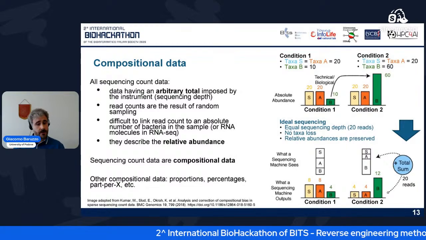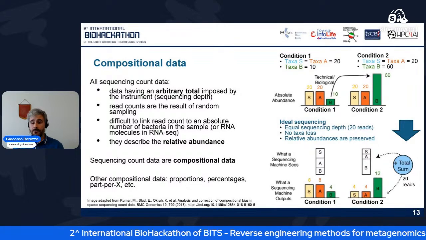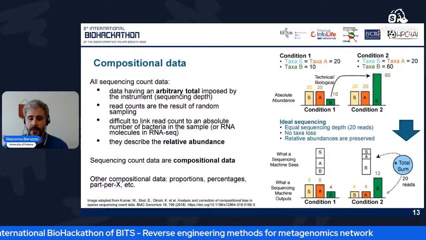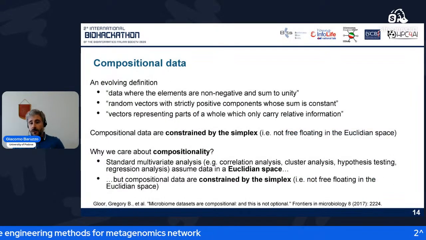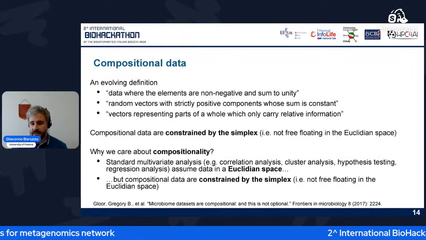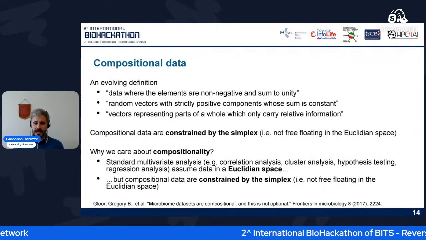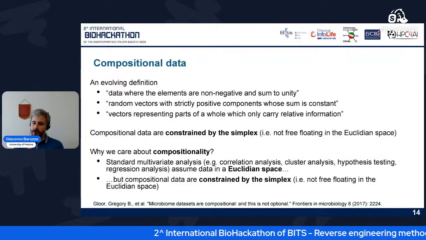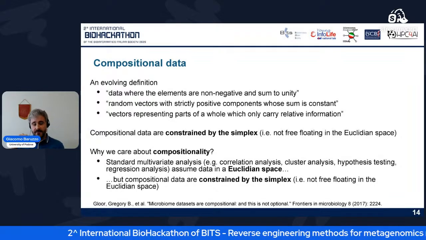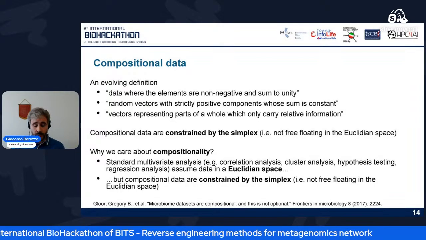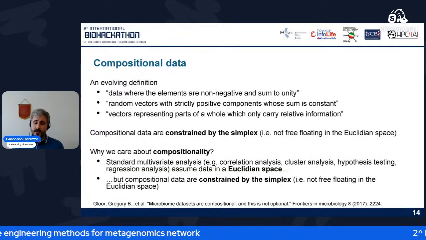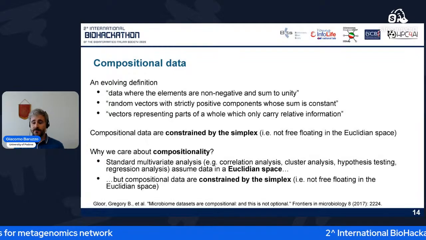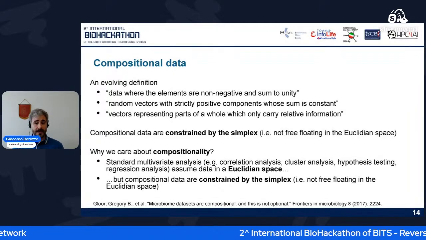Compositional data are more frequent than you may expect. Indeed, each time you work with proportions, percentages, or parts per million, whatever, these are all compositional data. Compositional data have a very evolving definition. If you just grasp the idea that compositional data are informative in terms of relative abundances, and that the magnitude is just a function of the sampling process, this could be enough for our purposes. More formally, we saw that compositional data stay on the simplex, so we are not free-floating in the Euclidean space, but we are constrained on the simplex.